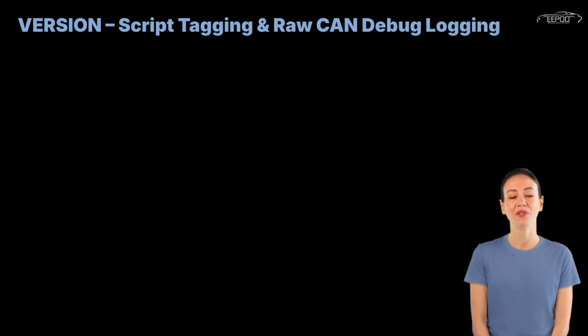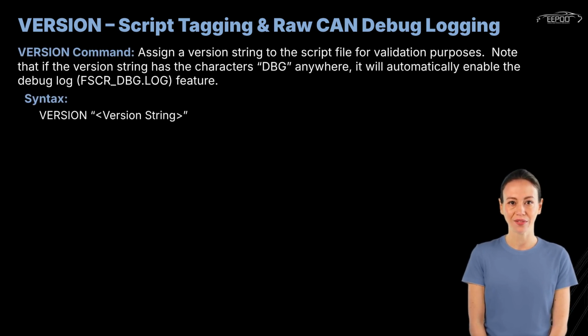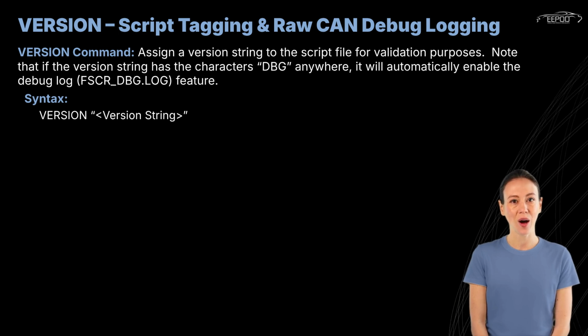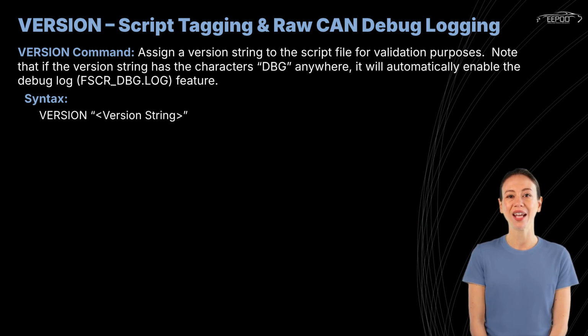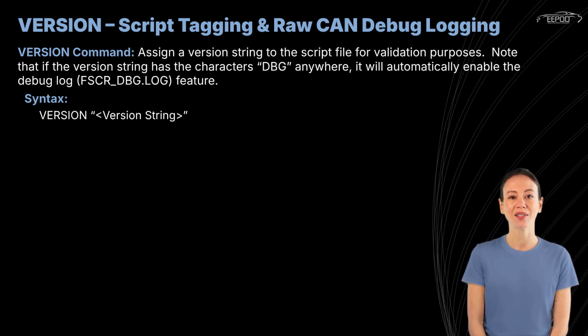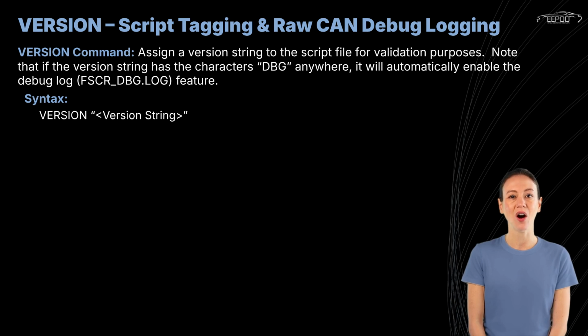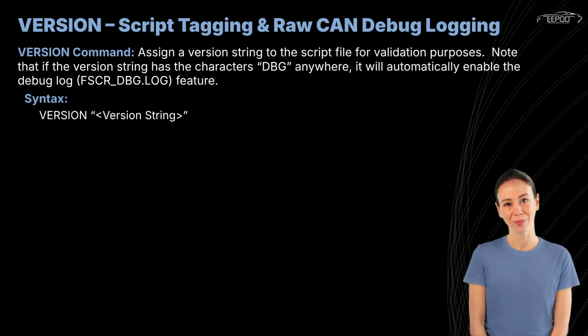Let's take a look at the version command in FSCRIPT. At first glance, it's just a way to tag your script with a version string. But if you include dbg in the version string, you unlock a super powerful debug mode, one that gives you a full-blown raw CAN log of what your script is doing on the bus.